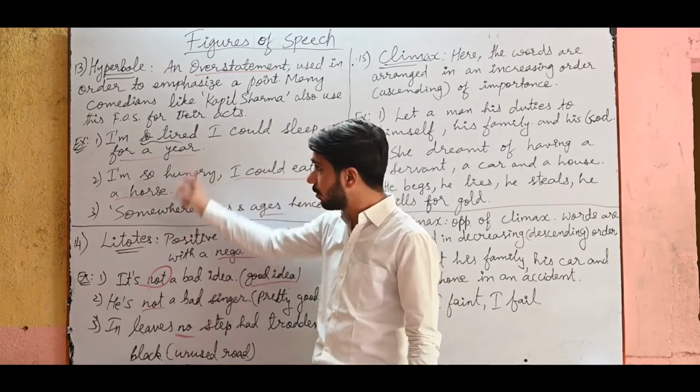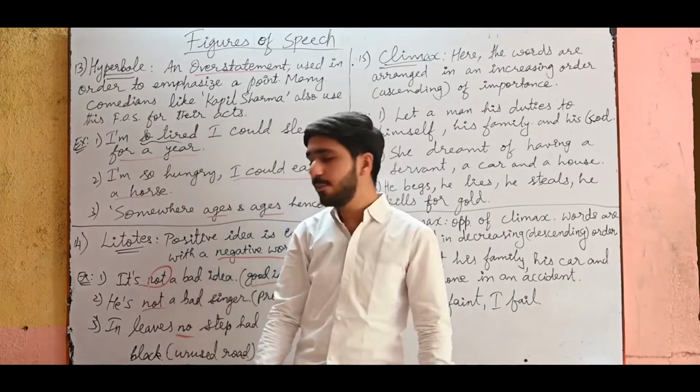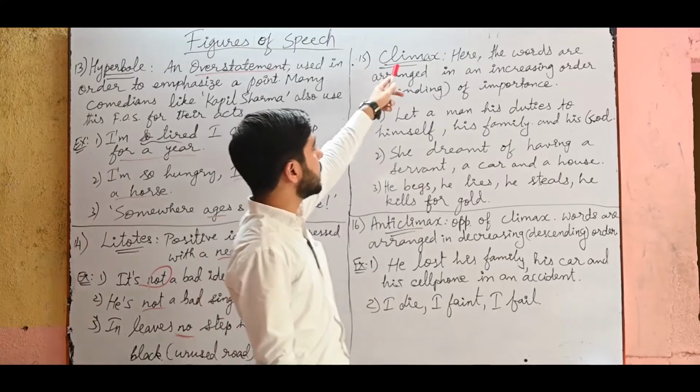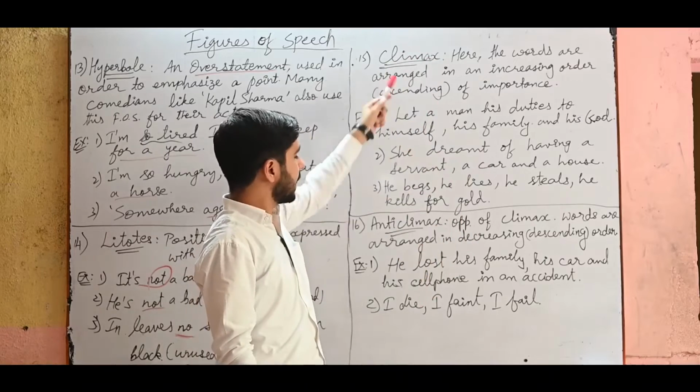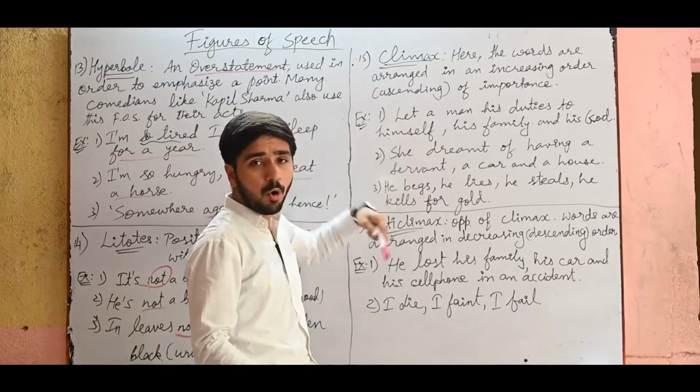So I hope these two figures of speech are clear. Moving ahead. Our next figure of speech is climax. Now climax and anticlimax are two figures of speech which are opposite to each other.